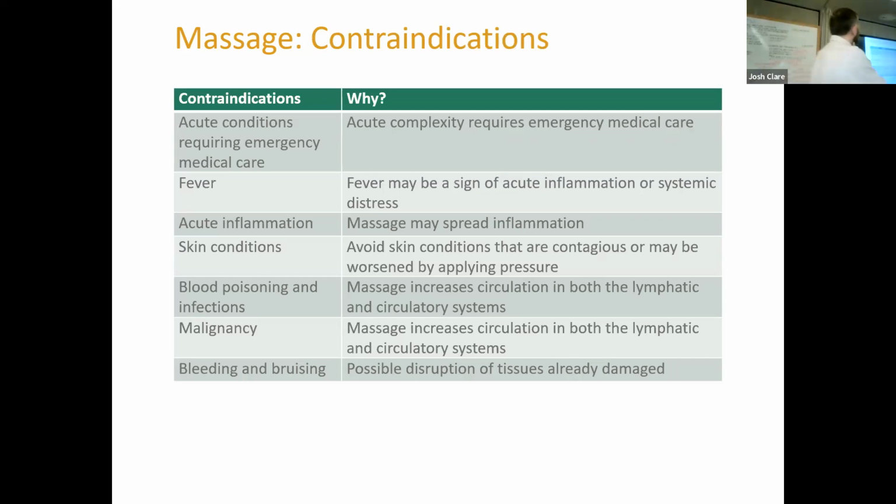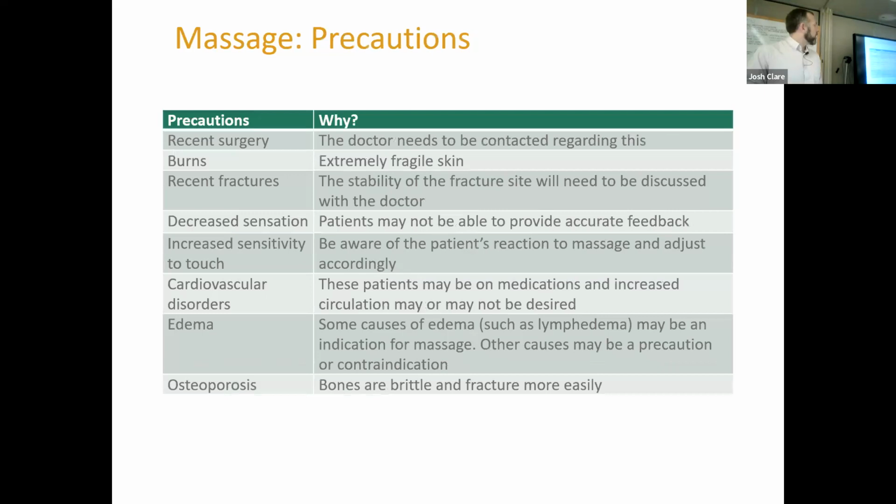Contraindications: acute condition requiring emergency care. Well, that's nice. That's silly. Like, 911 or petrissage? I don't know. Let's try petrissage. No, that's not it. Fever, a sign of inflammation or infection. Acute inflammation, skin conditions, especially if there's a risk of them being contagious, we want to protect ourselves. Blood poisoning infections, malignancy, bleeding and bruising, recent surgery, burns, recent fractures, decreased sensation, increased sensitivity to touch.